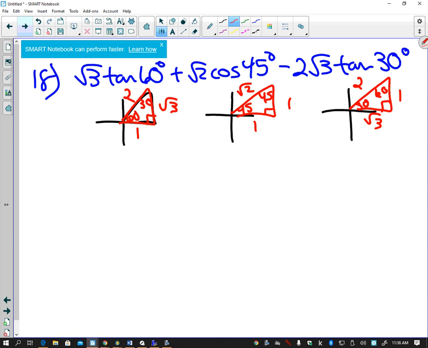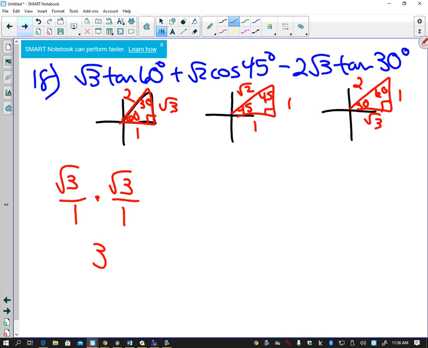All right, so we've got radical 3, and we're going to write it as radical 3 over 1 times tangent of 60. So what we're looking for is a ratio. Okay, so tangent is what? Opposite over adjacent. So we're always finding opposite of the reference angle over adjacent to the reference angle. So what's opposite of 60? Okay, and what's adjacent? 1. So I get radical 3 over 1 times radical 3 over 1. So we get 3, yes.